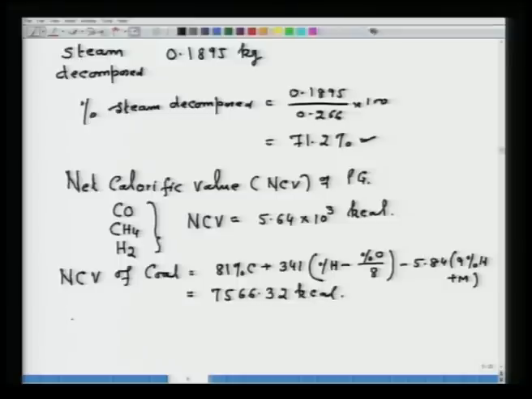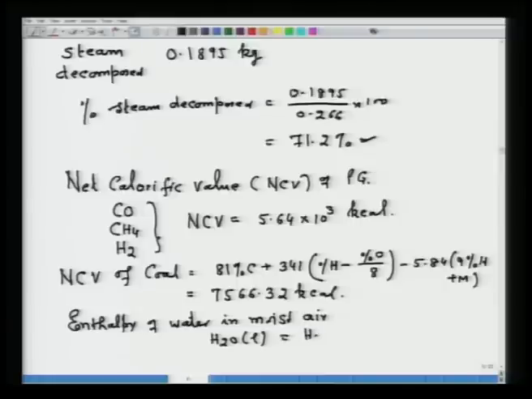Then we have to find out the enthalpy of water in moist air. That means we have to find out H2O liquid to H2O gas, and seeing the amount of this, the enthalpy would be 9.93 kilocalorie. This enthalpy is simply the latent heat of condensation. So, from that you can calculate.